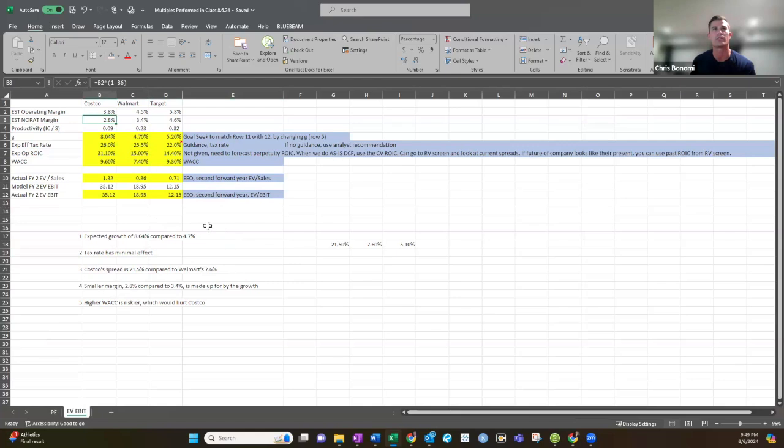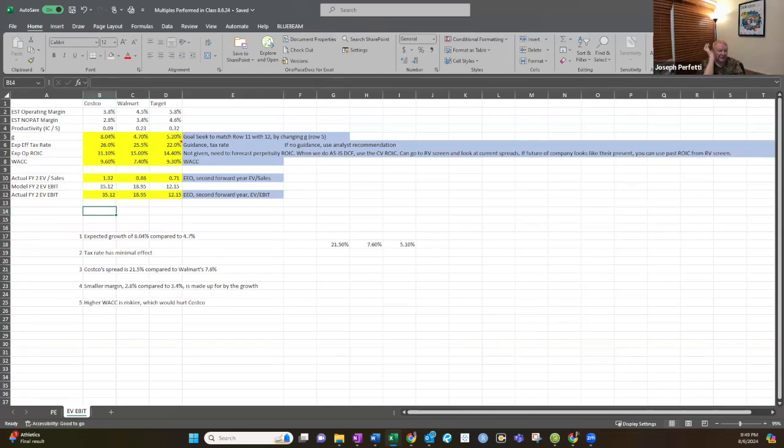Smaller margin would hurt Costco, but they're able to make up for that with the growth. And then the higher WACC is riskier for Costco, but again, they make up for that with the growth. Yeah, but that's the point, that the WACC is hurting Costco's EV to EBIT, but not enough to offset that high growth, high spread. And make sure you use numbers when you write this up in your papers. Yep. Okay. So you're doing such a great job.